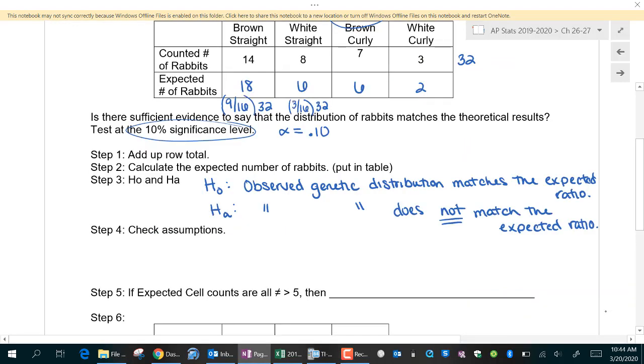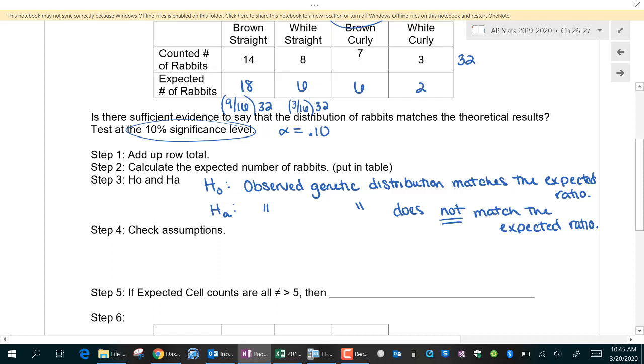Okay, so the following set of hypotheses can be used for most goodness of fit tests. You just want to make sure to add in some context related to the situation for each one. So for example, my null hypothesis was the observed genetic distribution matches the expected ratio. And then for my alternative hypothesis, it would be the observed genetic distribution does not match the expected ratio. Now, one thing to shorthand this, because it is a lot of writing, is you can use two sets of quotation marks just to say that we're basically copying that first part of the statement before.